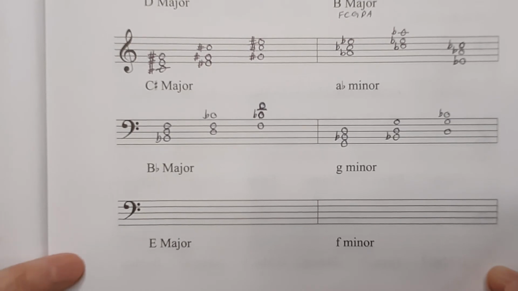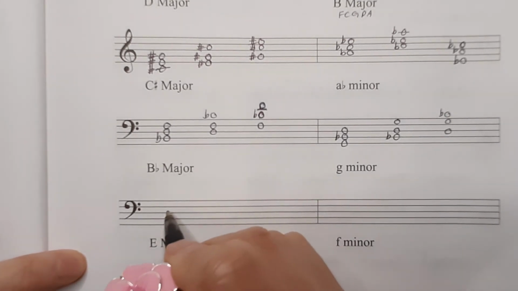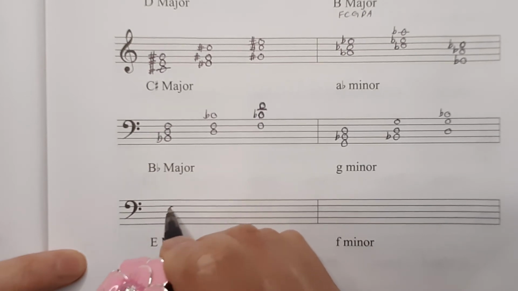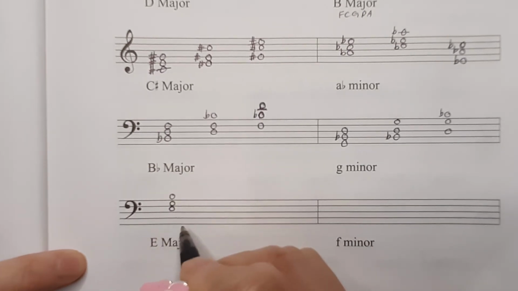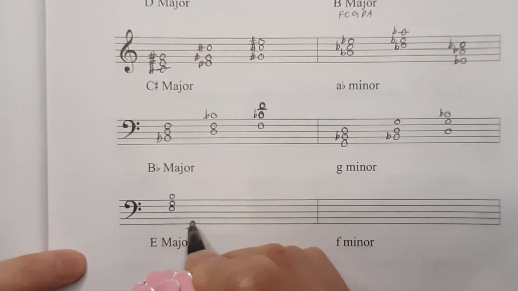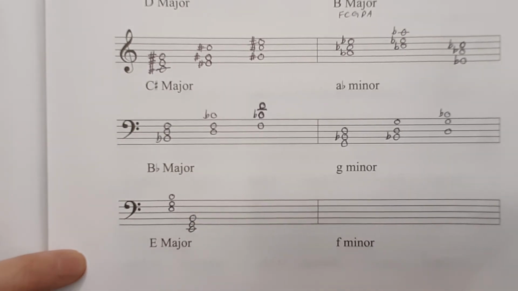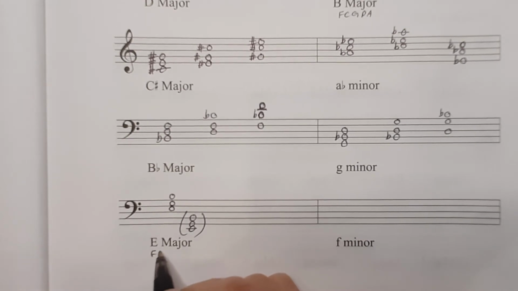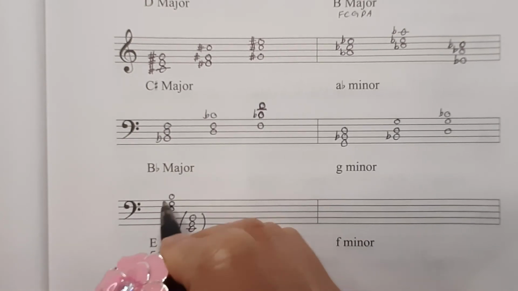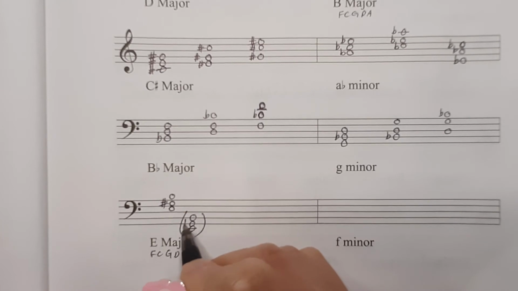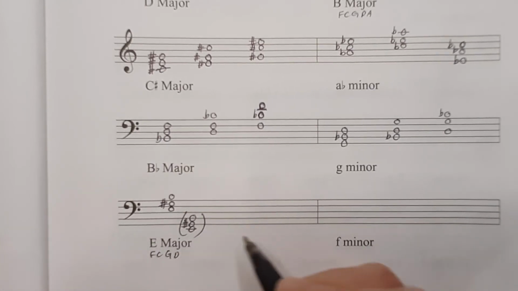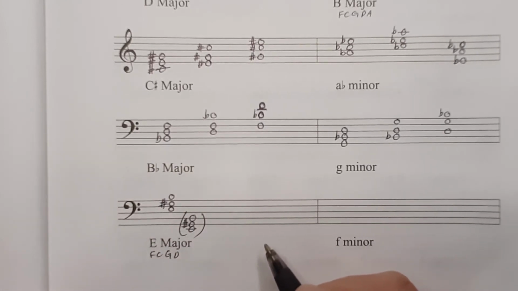Good. Last one, E major. We have E, G, B. Shall we do it here? This is good. Or you can do it here. E, G, B like this. Okay? All right. Now, in the key of E major, what do we have? Sharps. F, C, G, D, right? So can we sharp G? Okay. This is the root position.